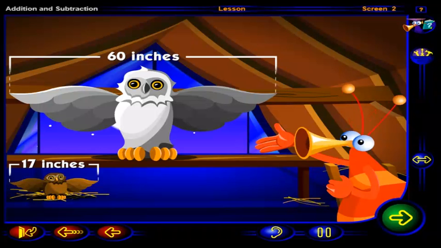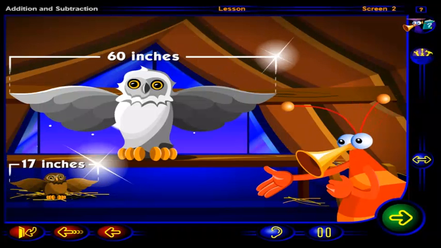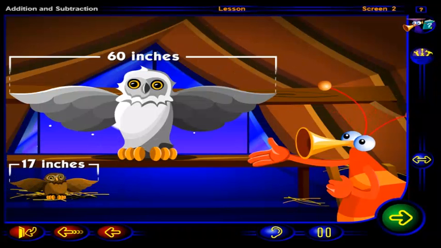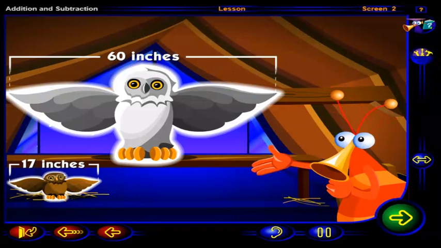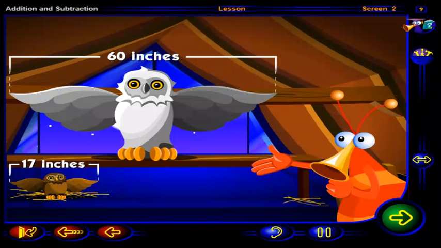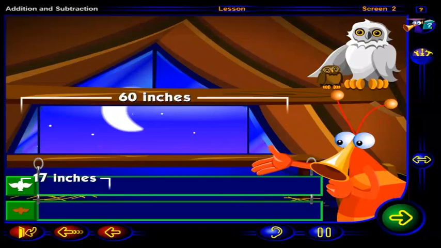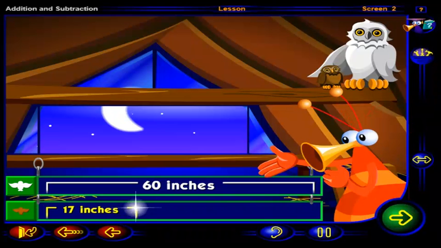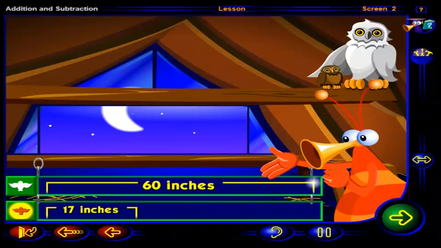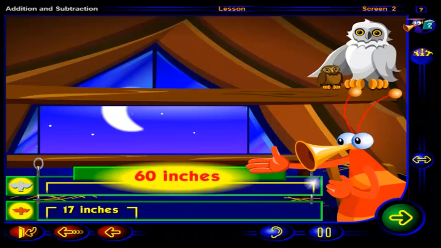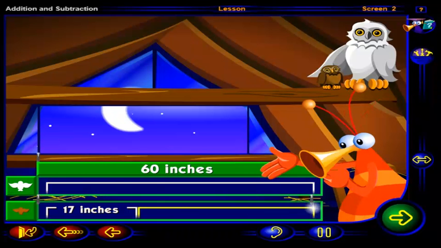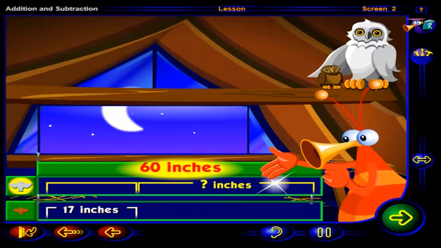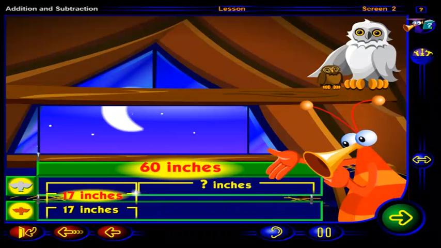But how much longer is this wingspan than this wingspan? Click on the owls. We know that the length of the pygmy owl's wingspan, 17 inches, is less than the length of the snowy owl's wingspan, 60 inches. This part shows how many inches longer this wingspan is than this wingspan.